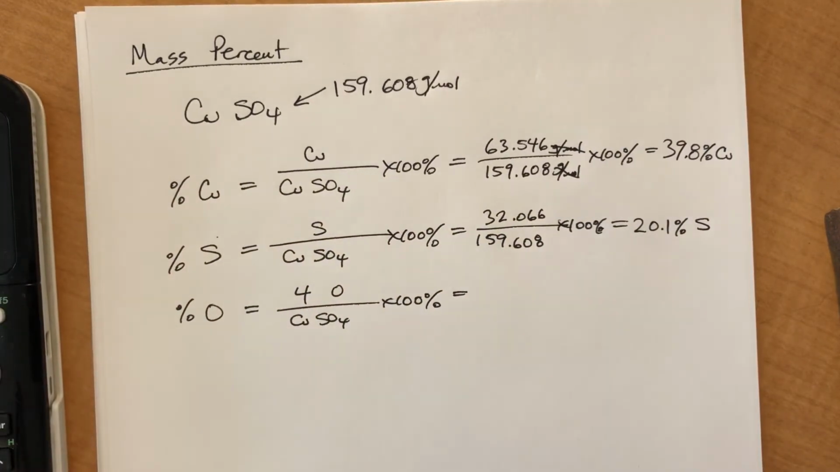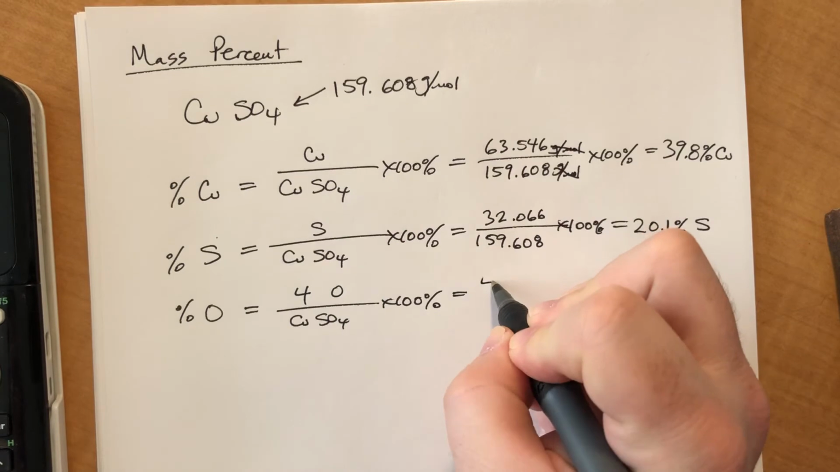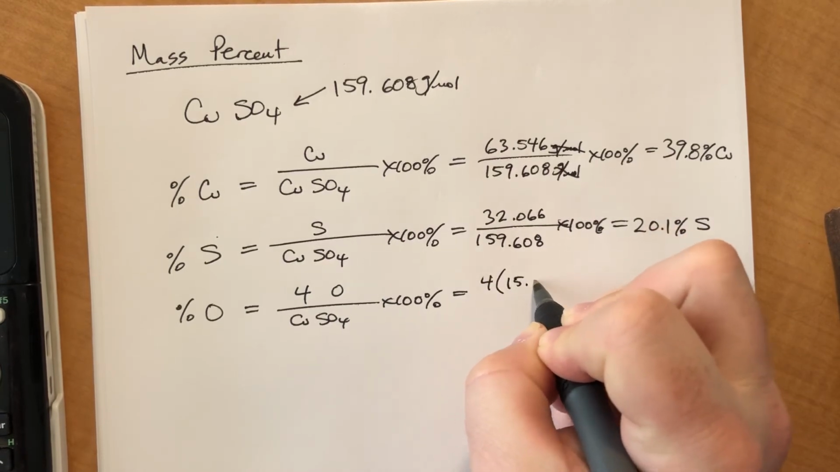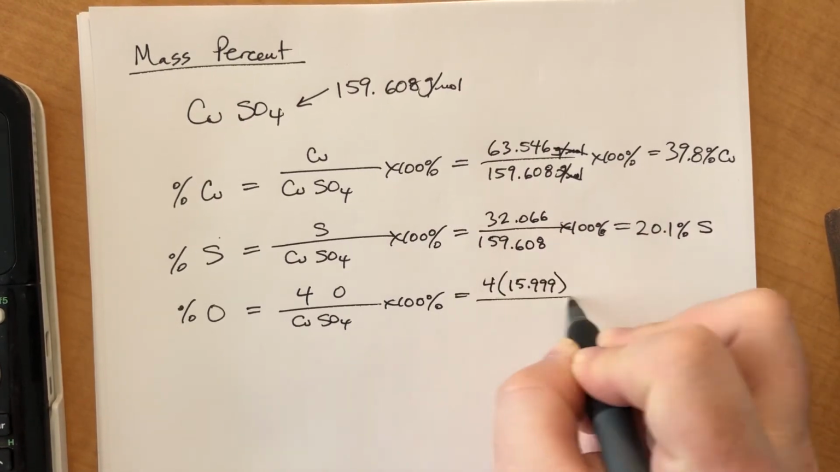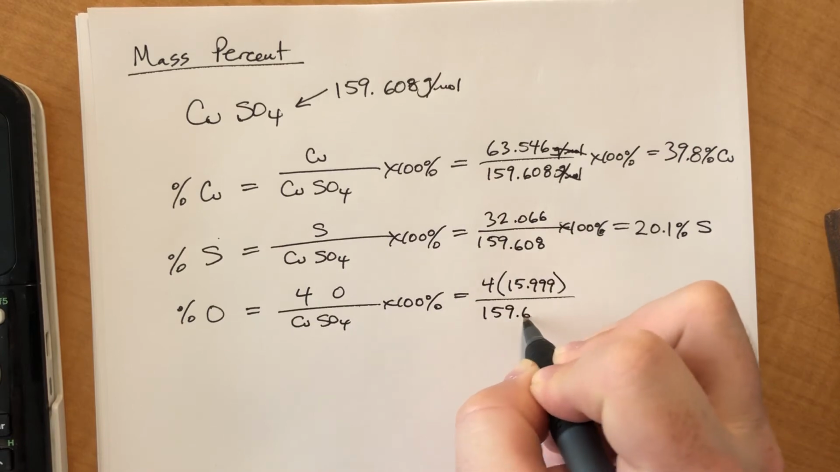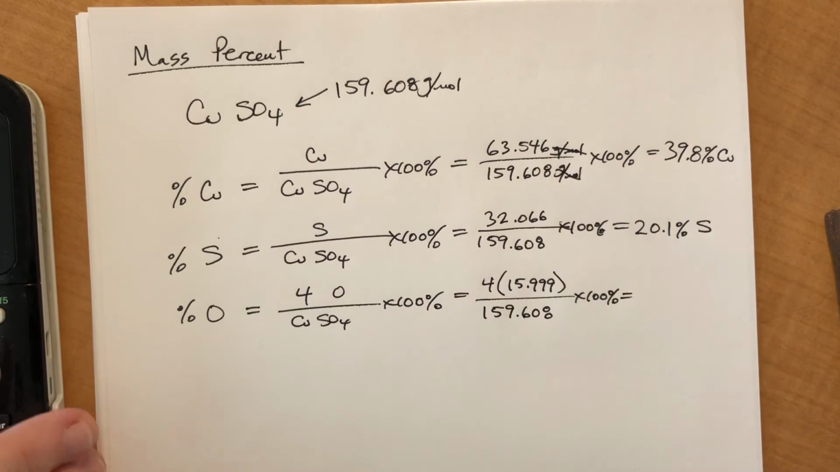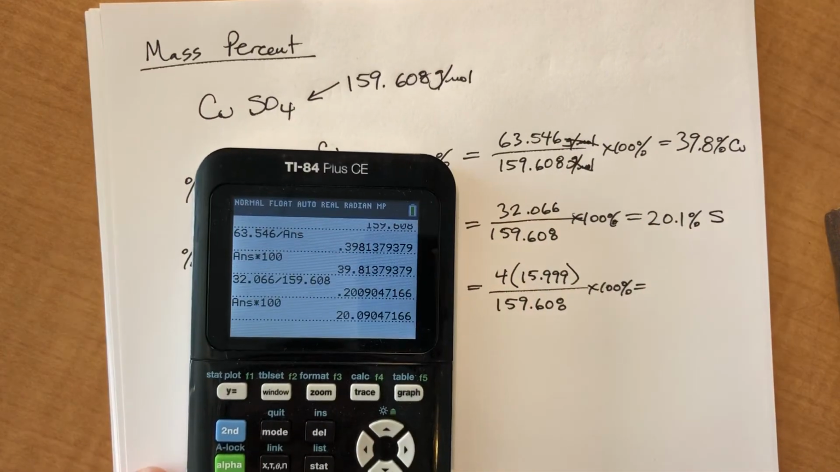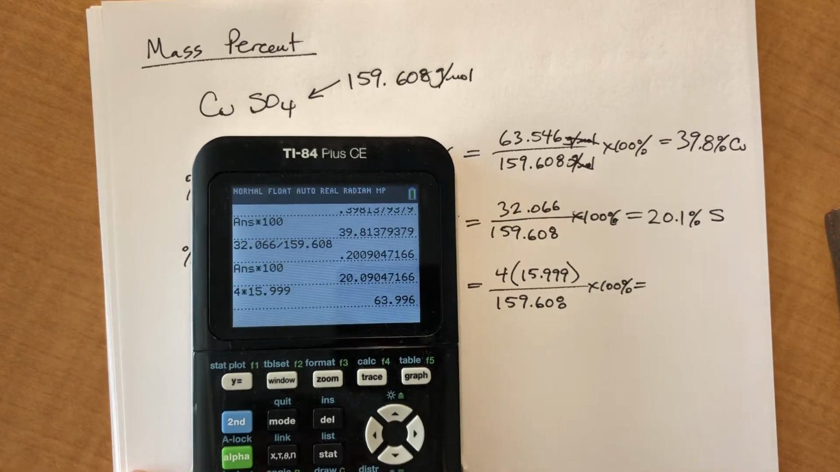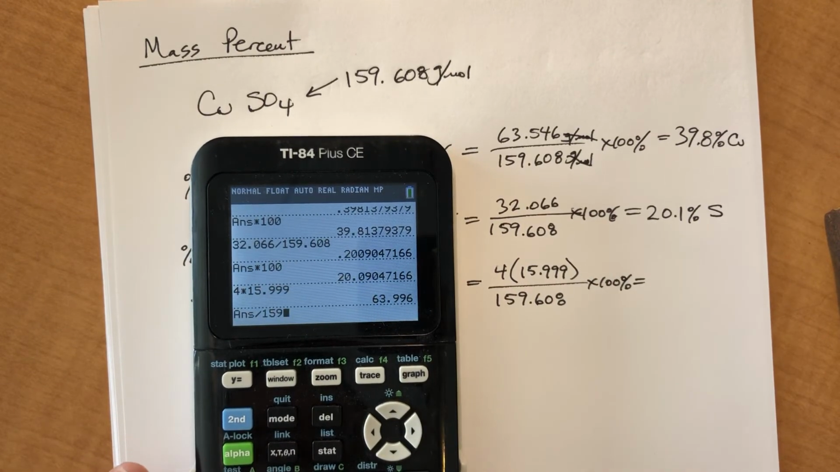Then we're going to do the same thing for oxygen. So we're going to take 4 times 15.999, which is the value for oxygen, divided by the whole thing, times 100%. So 4 times 15.999 is 63.996, divided by the whole thing, times 100%, and I got 40.1.